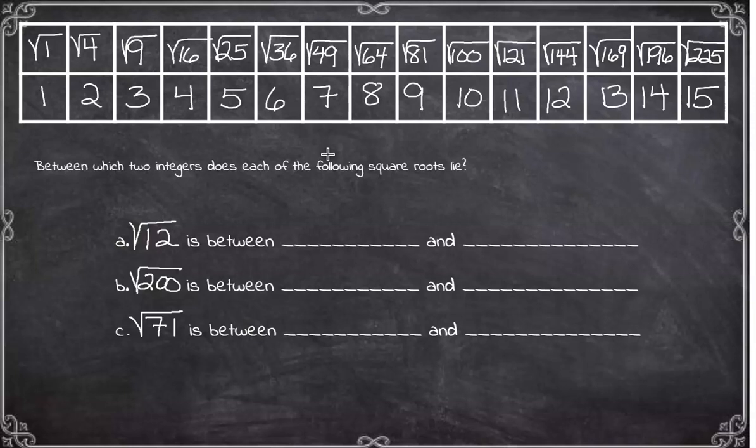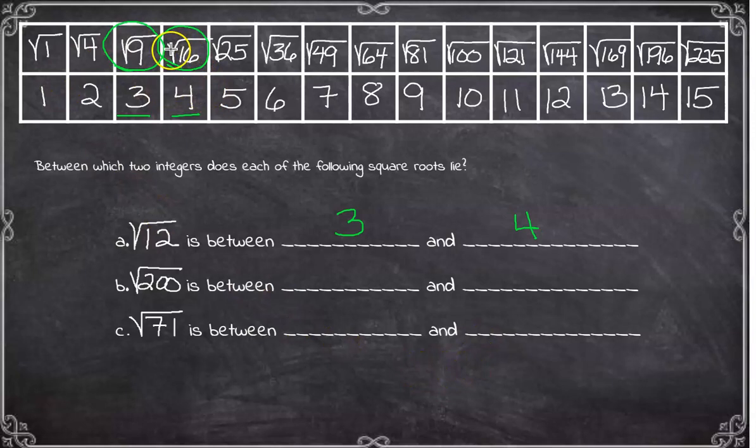The square root of 12 is between which two consecutive integers? The way we do this is we look for the numbers on the top row that 12 would be between. So 12 would be between the square root of 9 and the square root of 16. So the two numbers that it would fall between would be 3 and 4. And that's really all you have to do with these types of problems.